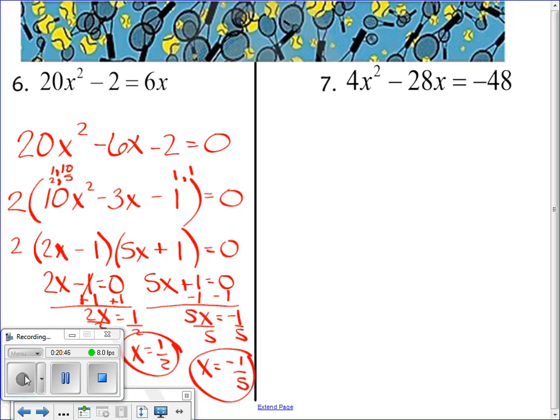All right, so number 7. Jessica, what's the first thing I do? Nope. Number 7. Yeah, I need to move this over. So 4x squared minus 28x. When I move this, it becomes plus 48.